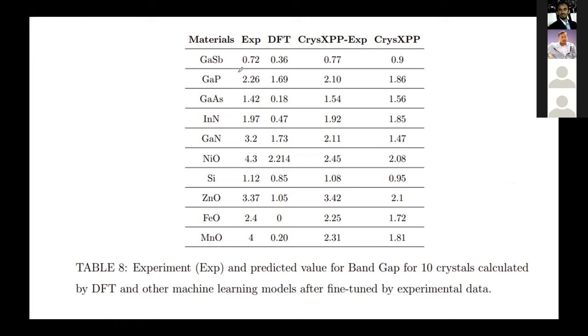Say DFT is giving the result 0.36. Let us not talk about what is the exact meaning of 0.72, but you can understand the closer to 0.72 would be better. So CRISP-XPP, here we are not putting in any experimental data. Then also we have got 0.9, which is better than DFT. We have trained or fine-tuned with DFT, but since the structural information which we have learned is so powerful, it is still beating DFT, although we have fine-tuned with DFT.